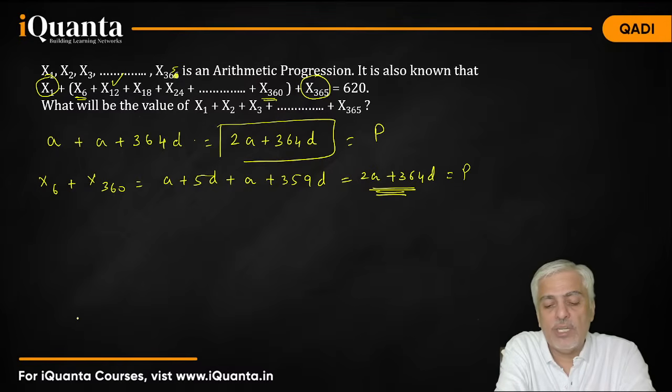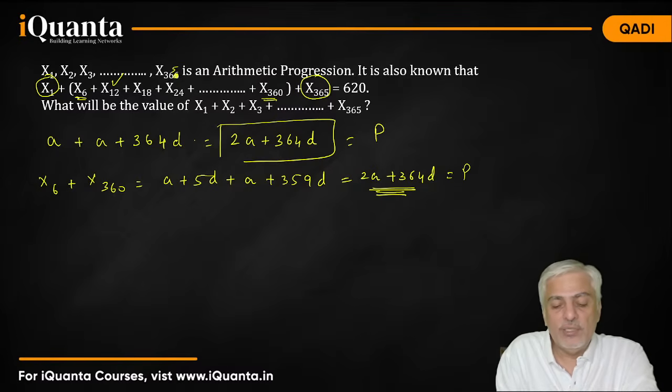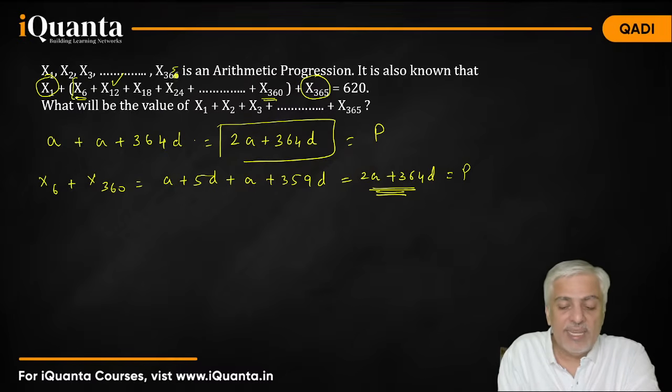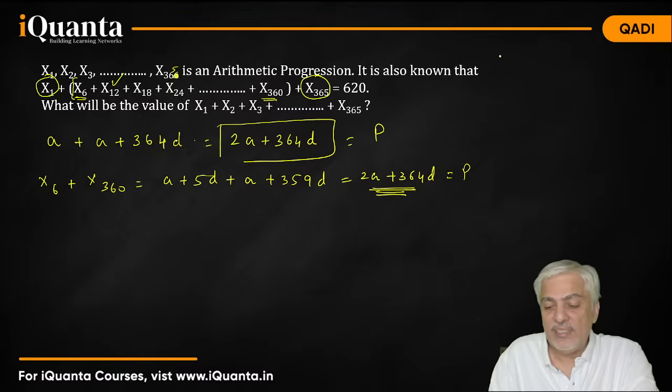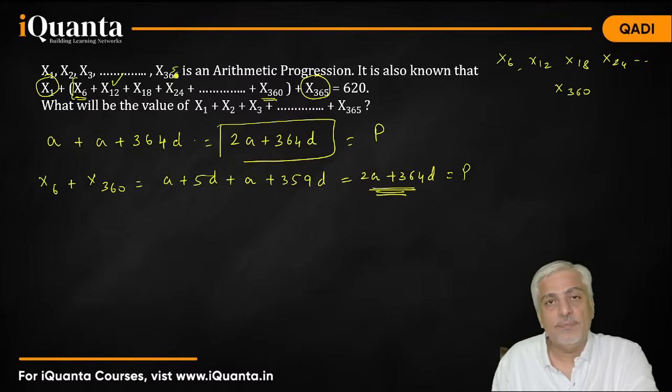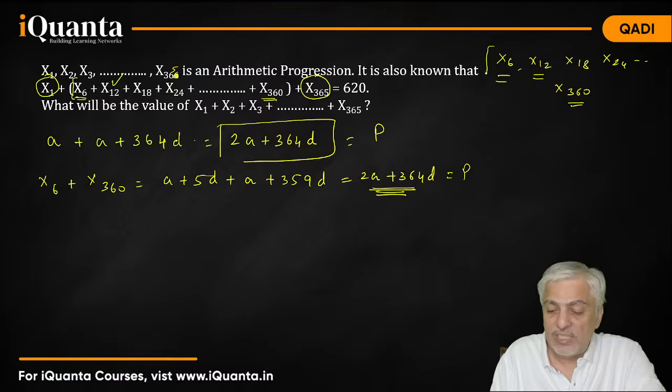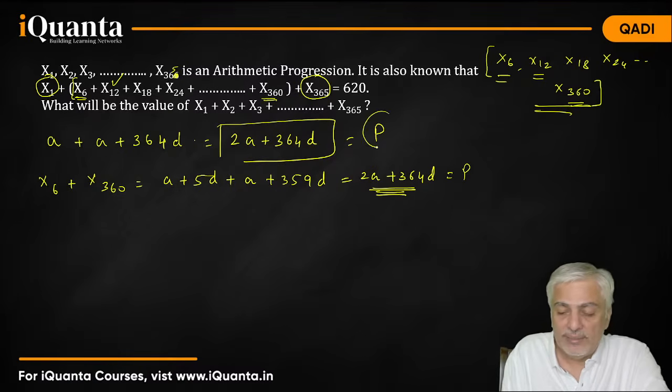Now you just need to figure out how many P's we are getting in this equation. So x1 plus x365 is 1P. These are how many terms? x6, x12, x18, x24, up to x360. These are 60 terms, right? This plus this becomes 1P. 12 plus 354 will become the second P. So with 60 terms, I'll get 30P over here. And this one original P was there. So in short, I will get 31P is 620.